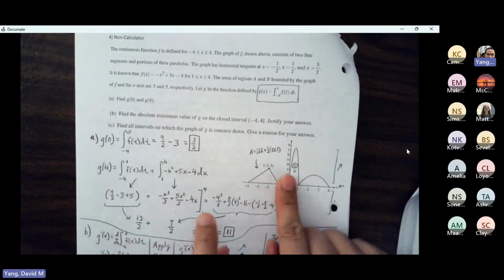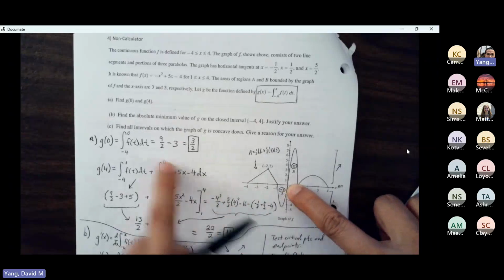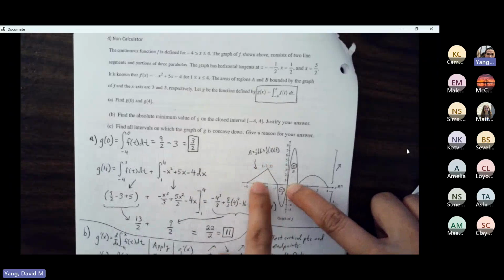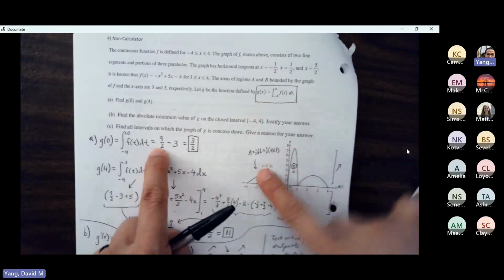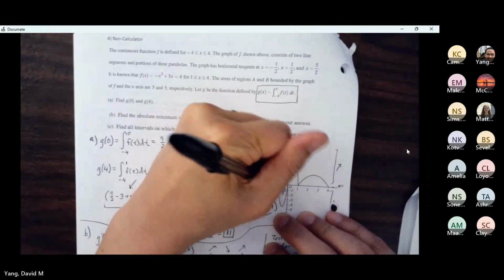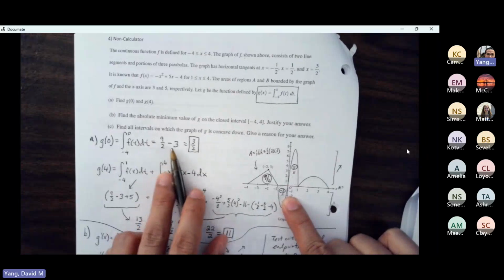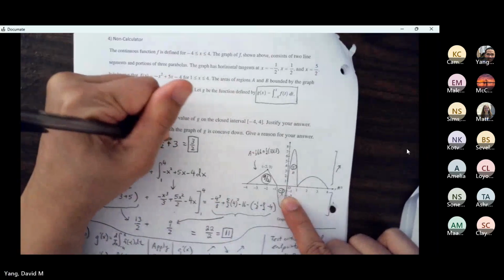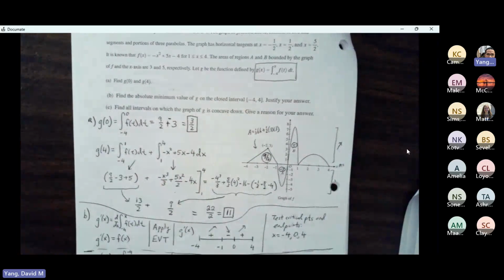So negative 4 to 0, we have the area of a triangle, and then we also have the region which is negative 3. So the area of the triangle is 1/2 base times height. The base is 3 and the height is 3. So 1/2 times 3 times 3 is 9/2. So 9/2 is this region here. So 9/2 minus 3 is going to be 3/2. So 9/2 plus negative 3, how's that? I'm adding the two together, 9/2 plus a negative 3. We're just thinking of it as 9/2 minus 3, which is 3/2.